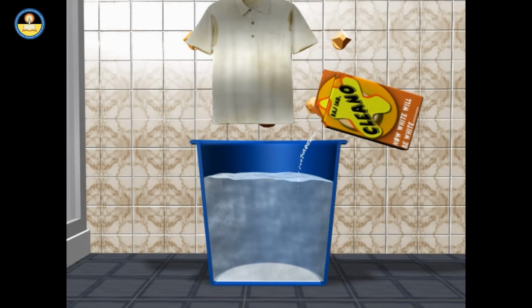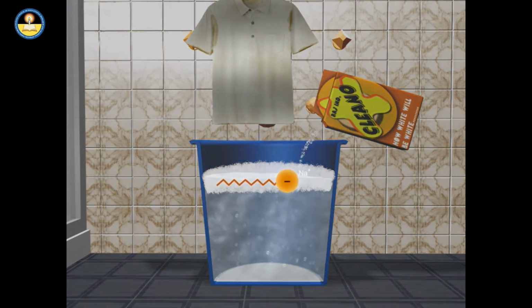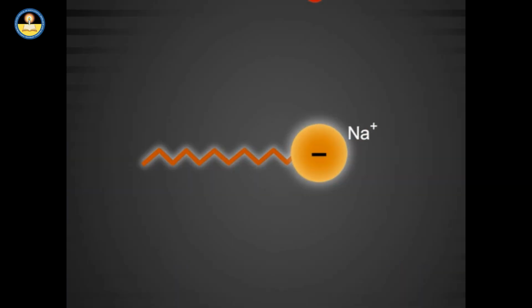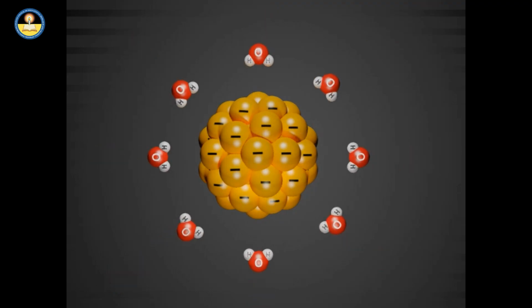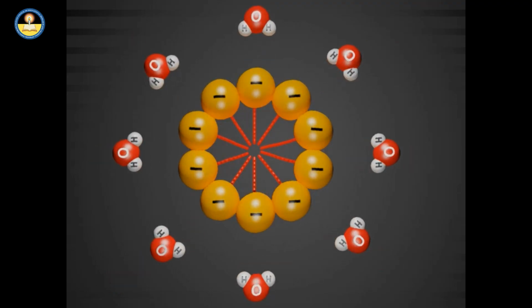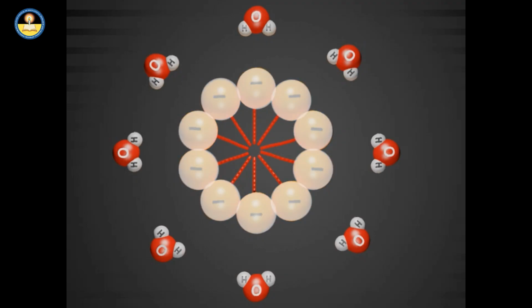When soap or detergent is dissolved in water, its polar head is attracted to the water molecules. The non-polar tails are hydrophobic, so tails of several molecules join together to form a cluster. This peculiarly arranged cluster is known as a micelle. A micelle is a large number of soap molecules with their tails sticking inward and heads outwards.